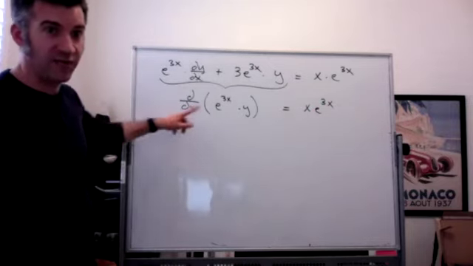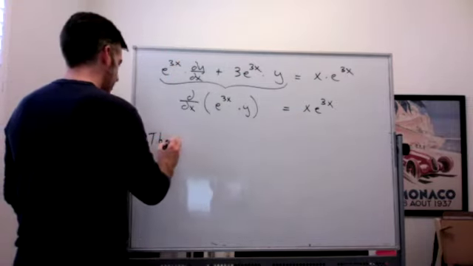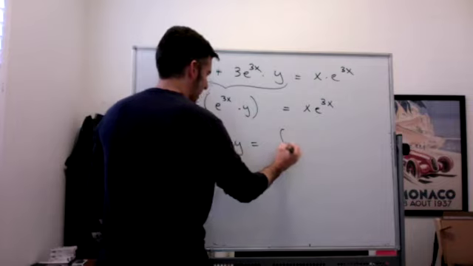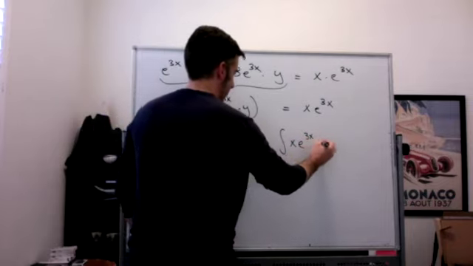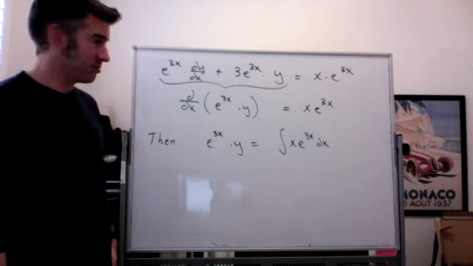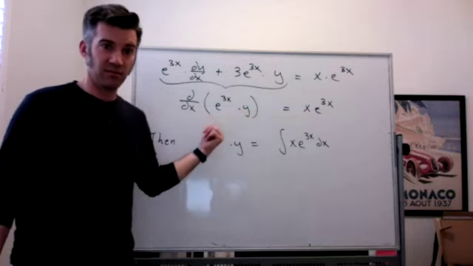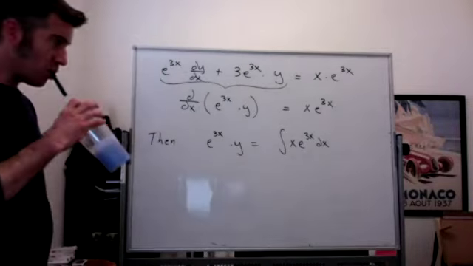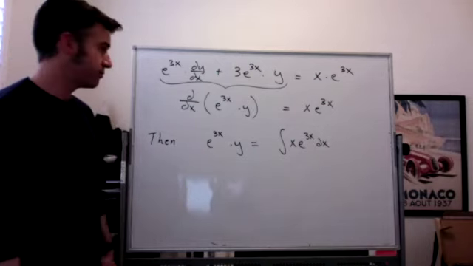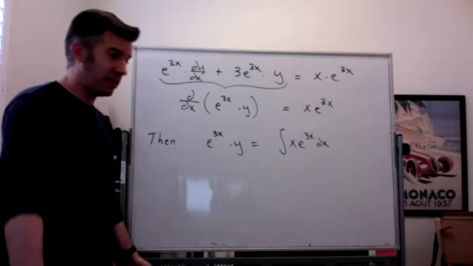So if the derivative of this is equal to that, then we can say that e to the 3x times y is equal to the antiderivative of x e to the 3x, right? If the derivative of something equals something, the antiderivative of that something is equal to the other something. I want to make sure everyone's very okay with this. It's kind of the key step. Chime in if you have questions.